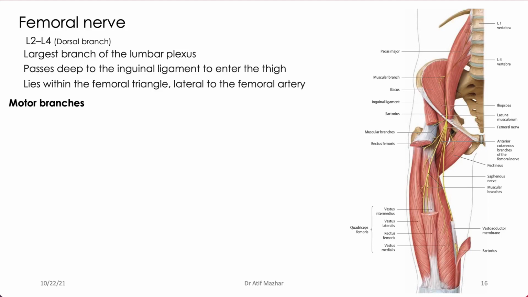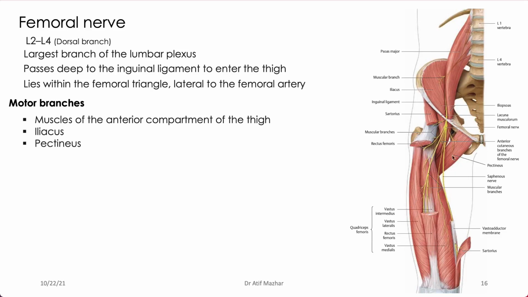Its motor branches, these are the muscular branches, and where are they going? They are primarily supplying all my anterior compartment muscles of the thigh. Who are they? The quadriceps. What are those quadriceps? You can see rectus femoris, vastus intermedius, vastus lateralis, vastus medialis, sartorius. And then it also supplies the iliacus and pectineus. Guys, it's not supplying my psoas major muscle.